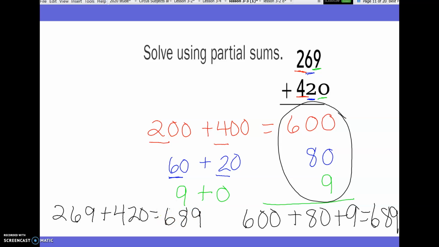Now, ladies and gentlemen, are you expected to be an expert at the partial sums strategy of adding numbers? Absolutely, positively not. This is the first time that you've done it. We will be revisiting this. You will do some practice in your math boxes. But under no uncertain terms are you an expert yet. Hopefully by the end of Chapter 2 you're an expert because you all have practiced it several times.